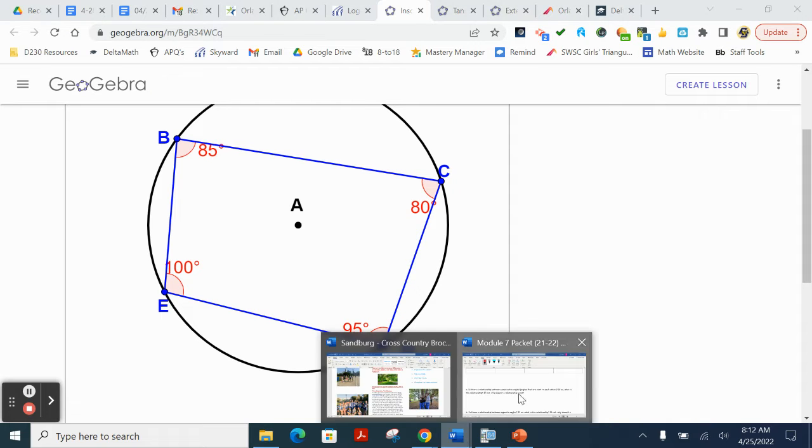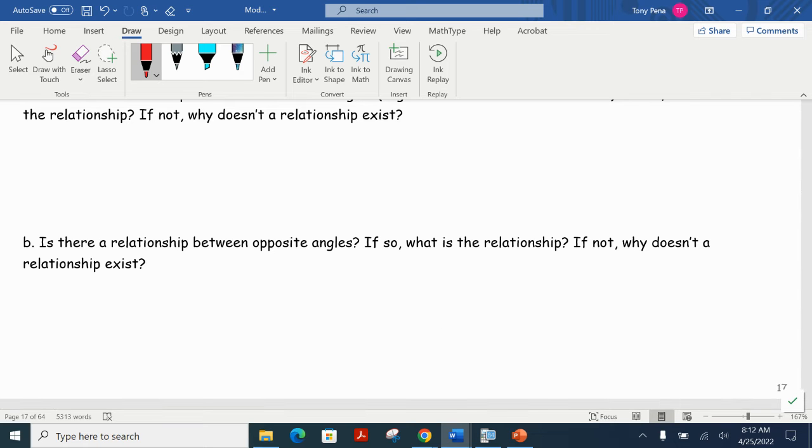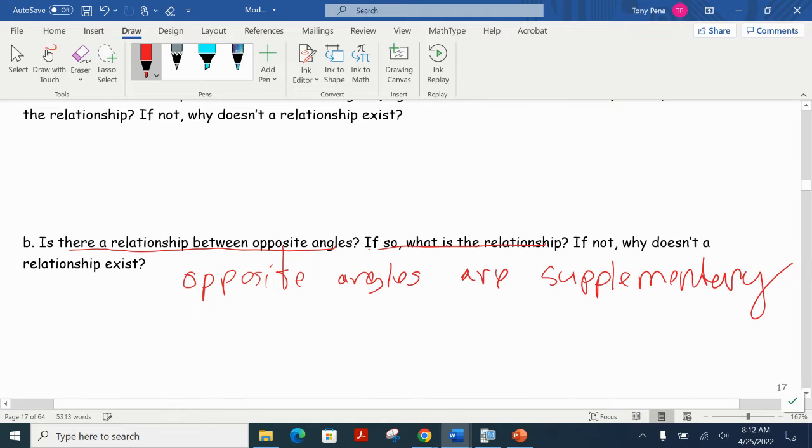So on our paper, the big one that we want to write down, this is what letter B is asking. This is the one that we recognize. Is there a relationship between opposite angles? And if so, what is that relationship? All right, that relationship is opposite angles are, and then Armando used the correct word for this, supplementary. They're going to add up to be 180 degrees.